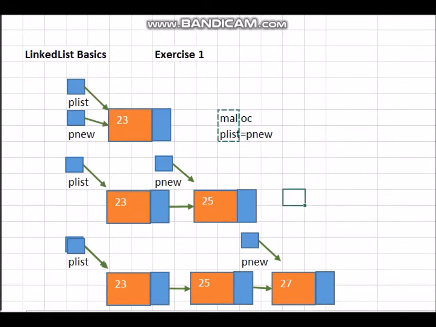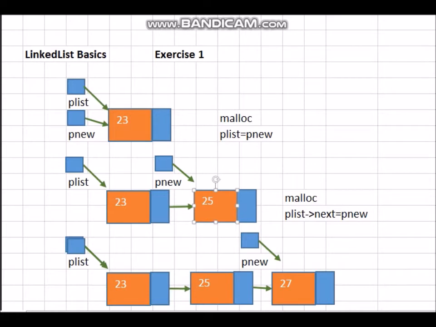We malloc, and this time instead of saying plist is equal to pnew, we will say plist arrow next is equal to pnew. So essentially we are saying 23's next is equal to 25. So in each of these nodes, the orange part is the info and the blue part is the next pointer which we have. So in this case 23's next pointer will point to 25.